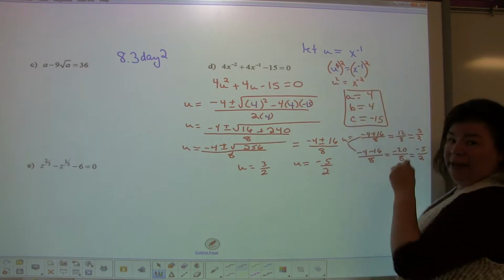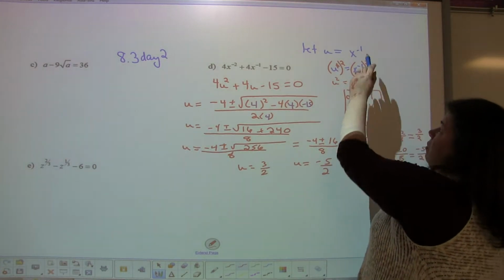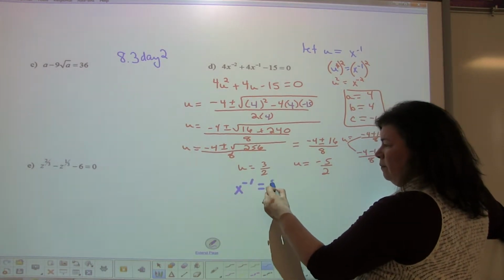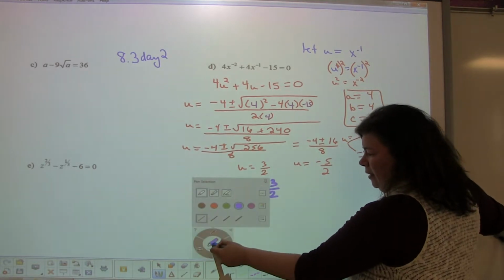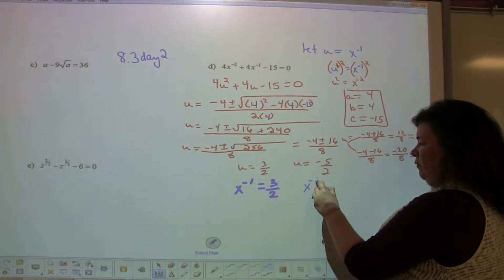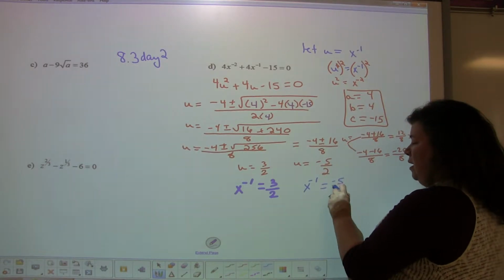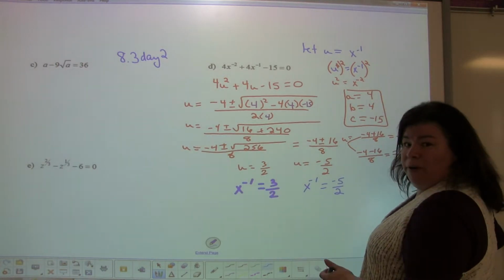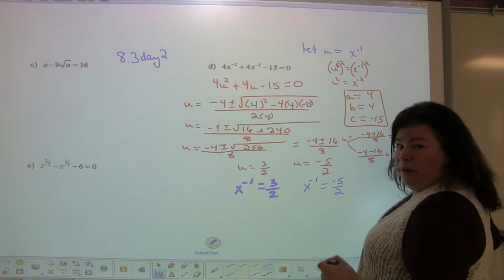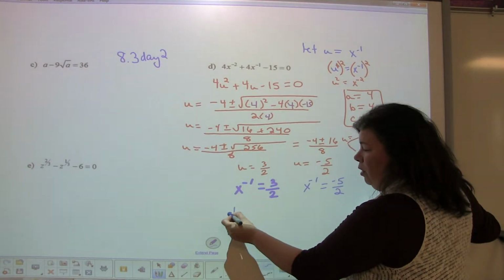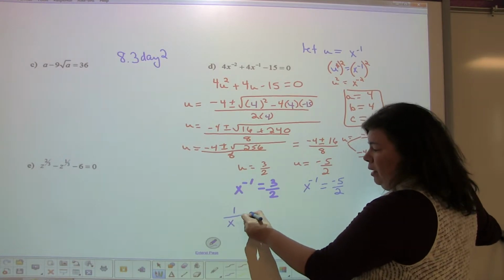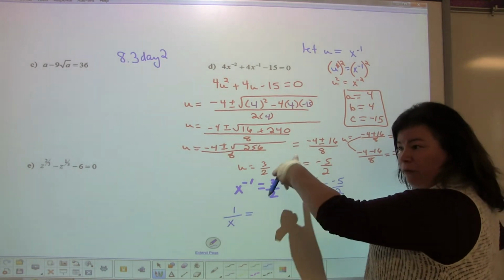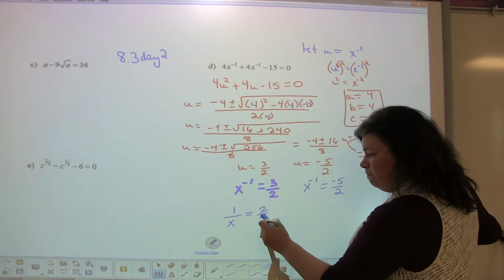But we have to go back and substitute in what u was equal to. So u is equal to x to the negative first. And also x to the negative first was equal to negative 5/2. Now we're not done because we really can't leave a negative exponent like this. This is improper. So we can rewrite x to the negative first with a positive exponent by writing 1 over positive x, which is equal to, basically we're just taking the reciprocal. So the reciprocal of 3/2, if we flip that whole fraction, is 2/3.